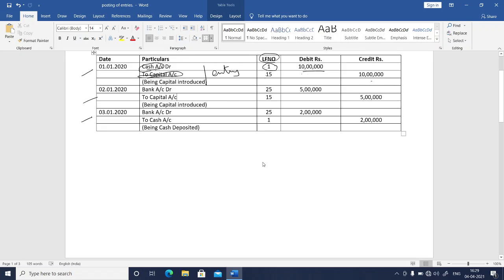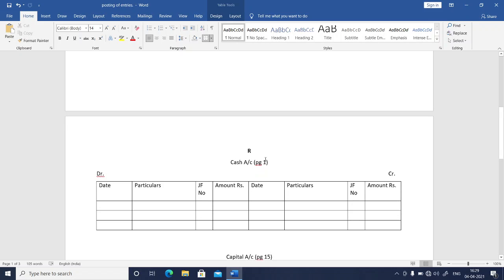Now let us go to the ledger. I've already prepared it here. I have the ledger here. In the ledger I have prepared cash account. Now this is the cash ledger account. So I have prepared cash account in page number 1 of the ledger.